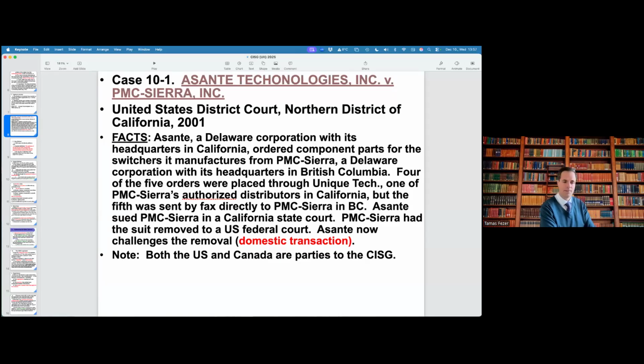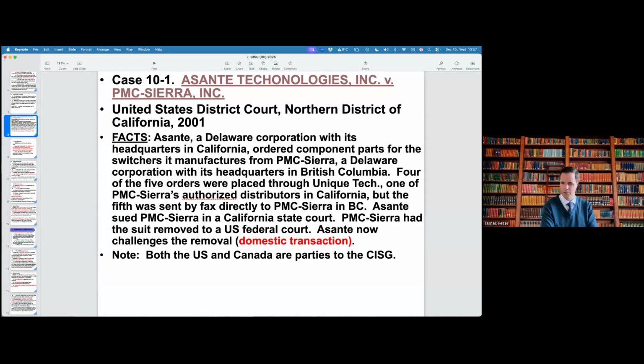But the other scenario is that you only deal with the headquarters of the companies. And in this case, PMC is headquartered in Canada, Asante is headquartered in California. So this is a CISG transaction because it's an international sales contract. And the third question is whether you have to pay attention to Unique Technologies, who's just a distributor, who was not party to the contract in the position of being a seller or a buyer. It was basically nobody else than simply a distributor that PMC Sierra instructed to serve Asante from the warehouse.